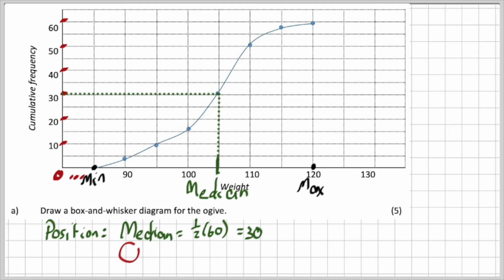Next up, I'm looking at my quartile 1, which is a quarter of 60. So in other words, the 15th person. So that means that that's now at about 99. Again, it's an estimation, okay? Because it just describes the data. It's not a pure science.